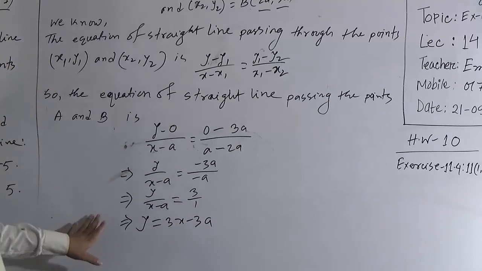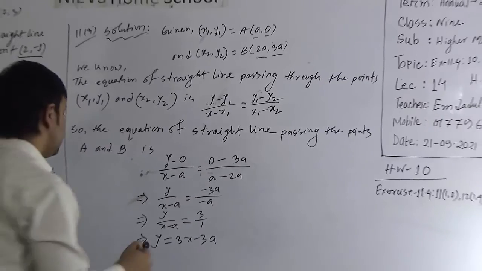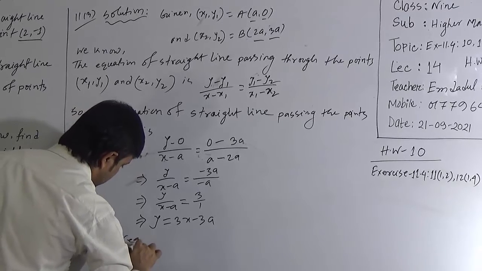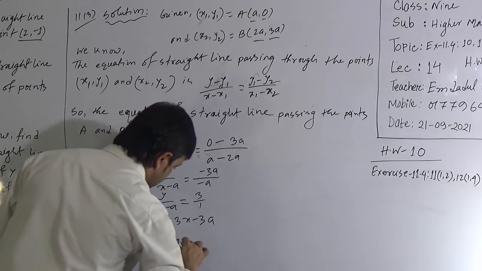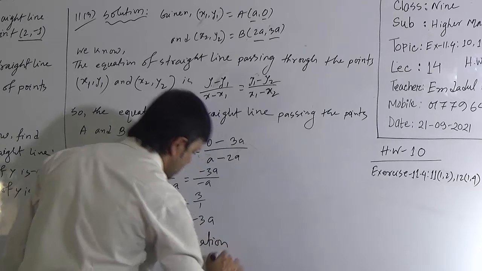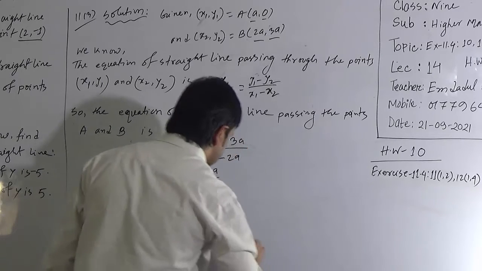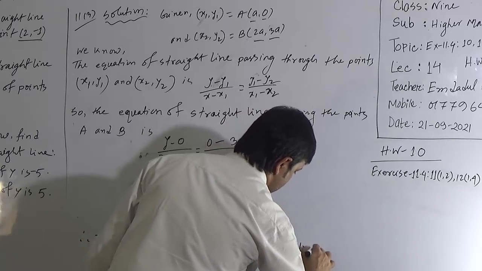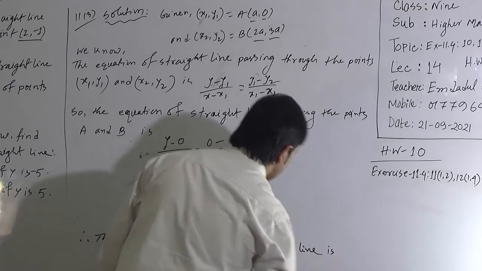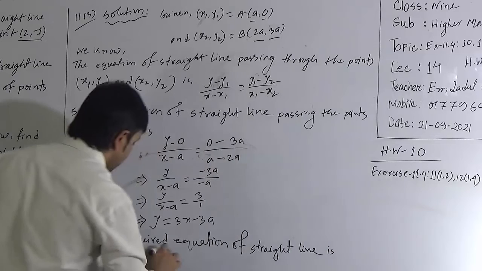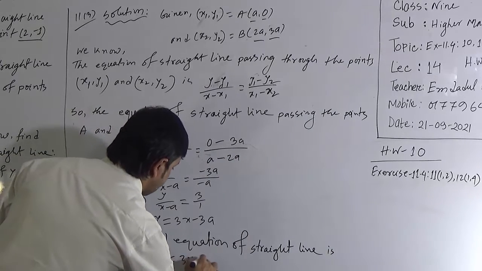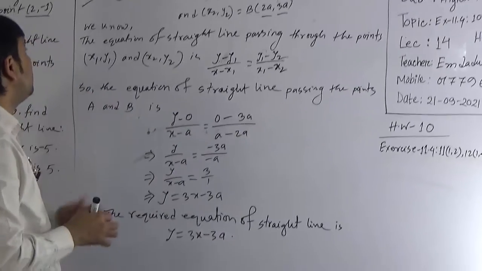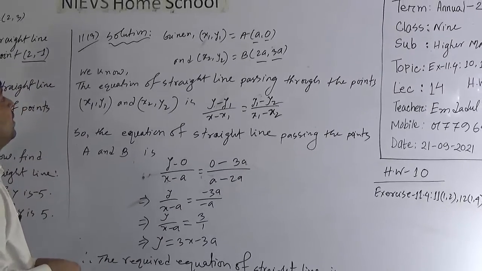So this is our required equation. So we can write here the required equation. Therefore, the required equation of straight line is y equal to 3x minus 3a. Okay, dear students, I hope you have understood the solution of question 11.3.